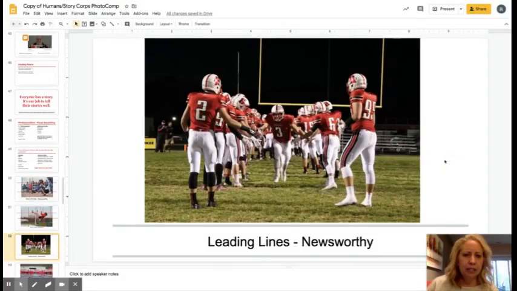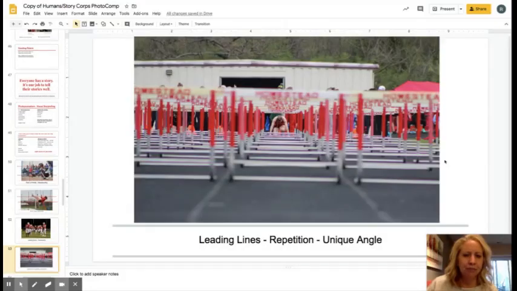Here you can see leading lines and potentially repetition because you have the players in a repeated pattern, creating lines that lead to the tunnel there, to the end where the players are running out. It's a newsworthy shot because, again, you are there when the action is happening.